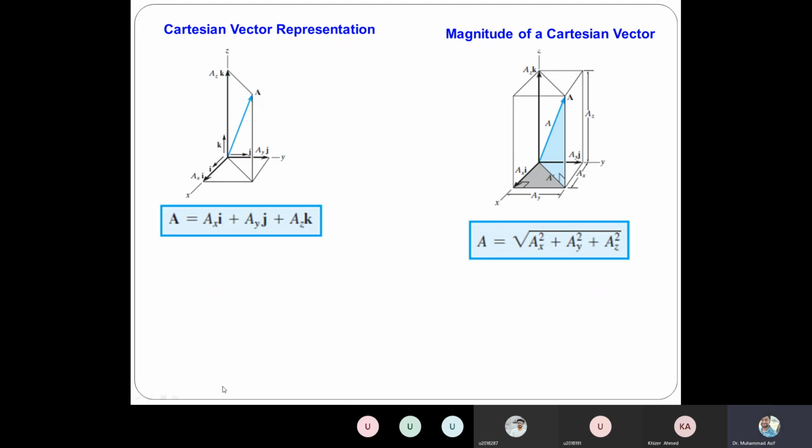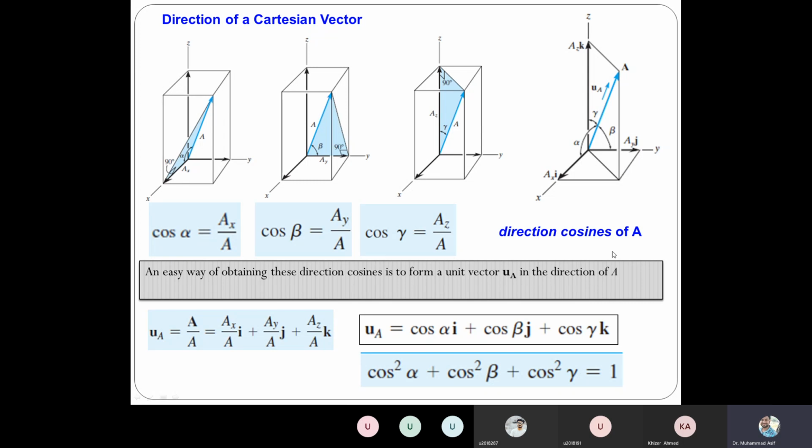And this is the representation, AX, AY, and AZ, along i, j, and k. We can also figure out the magnitude of that resultant vector, which is equal to the square root of AX squared plus AY squared plus AZ squared, right?